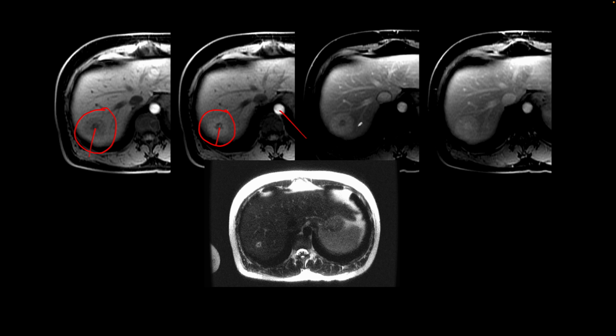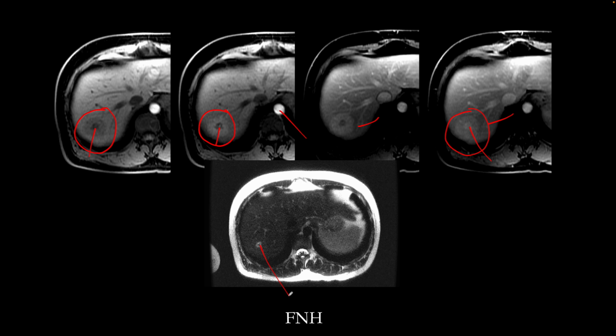And as we go to the more delayed images, we find that the tumor continues to show enhancement. And on the delayed image, the scar also shows enhancement. The scar on T2 weighted image is T2 bright. So putting all of these findings together, we have an arterially enhancing lesion in a non-cirrhotic liver with no washout, a central scar which shows delayed enhancement and is T2 hyperintense. These findings are consistent with an FNH or focal nodular hyperplasia.